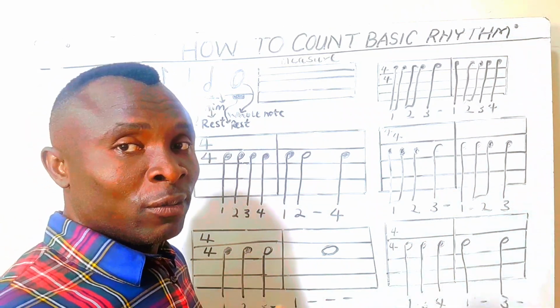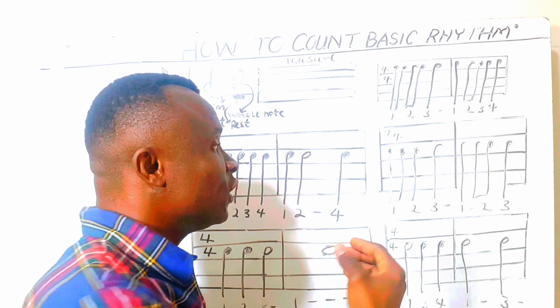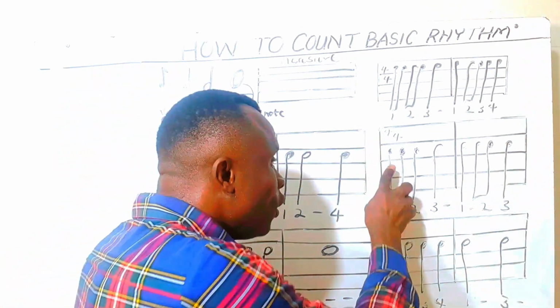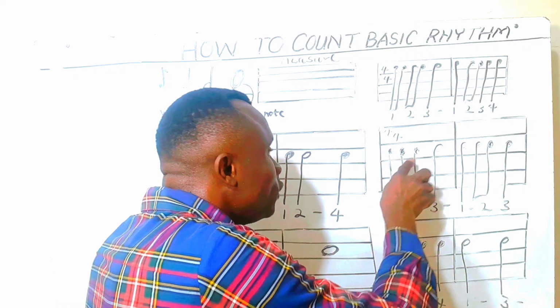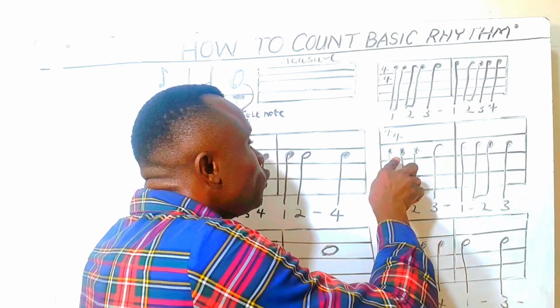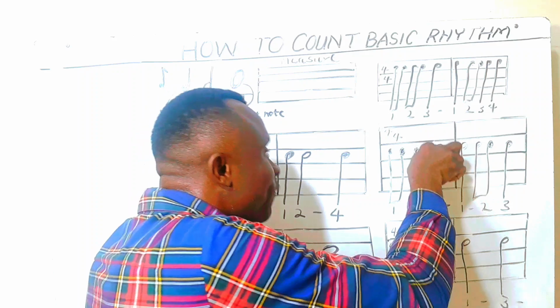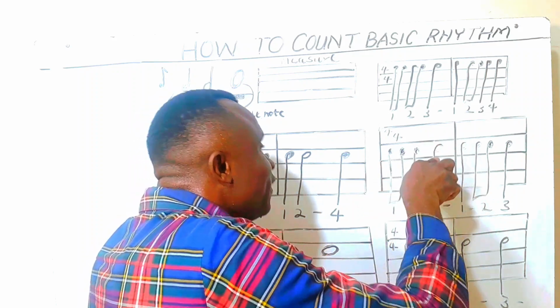So now let's count. Remember, we have 4 beats in a bar, which is supposed to be 1, 2, 3, 4. So let's go. 1, 2, 3, 4. 1, 2, 3, 4.